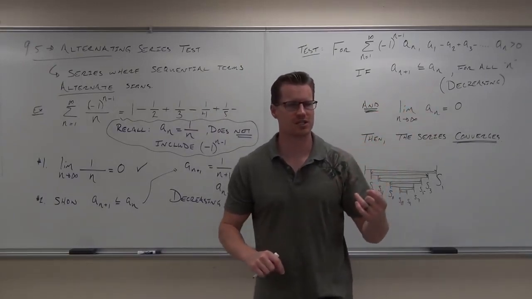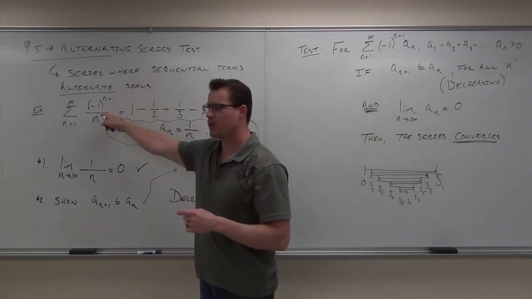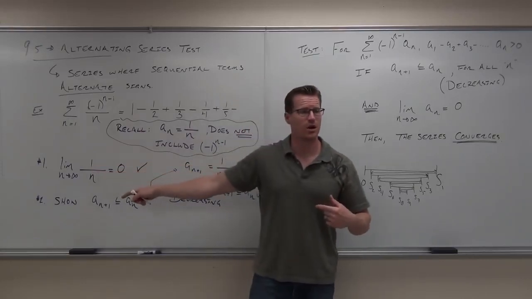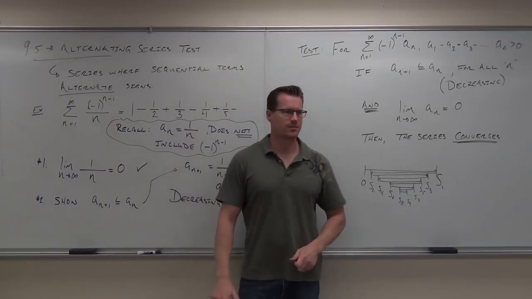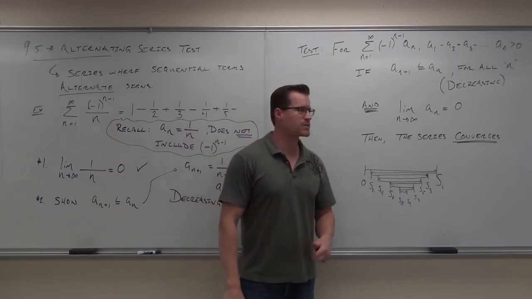By the alternating series test, we have something that's alternating. We have something where the limit of our sequence is 0. We have something that is decreasing. Tell me something about this series. It converges.